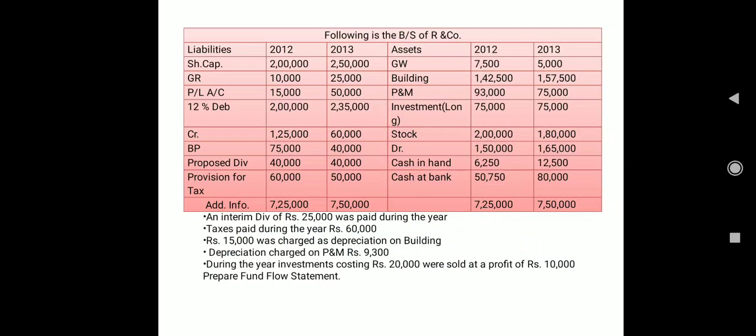then how do we have to deal with it? The older year, that is 2012, 40,000, we have to assume that we have paid it last year, we are going to pay this year. So 2012's 1 we are going to pay in 2013, so 40,000 dividend paid. And when we pay the dividend, that means it is going to be an application of fund. And in 2013, again 40,000 we have proposed, that we are going to pay in the coming year.